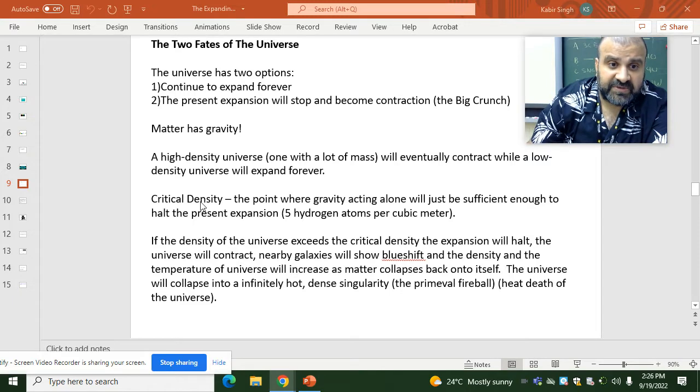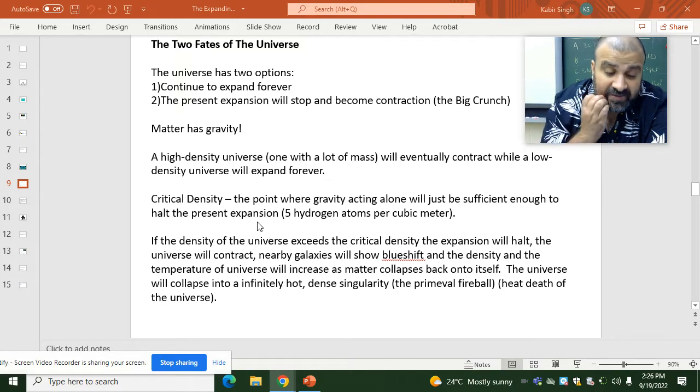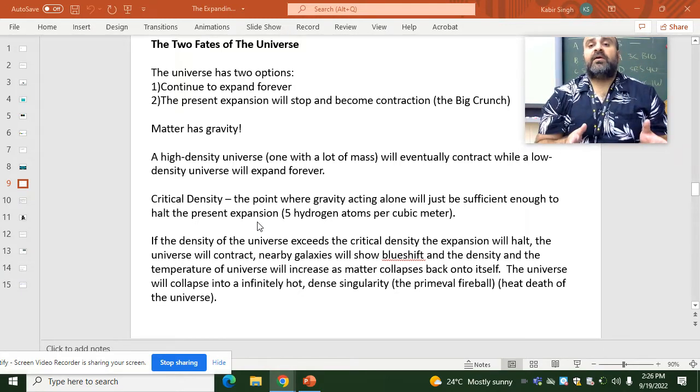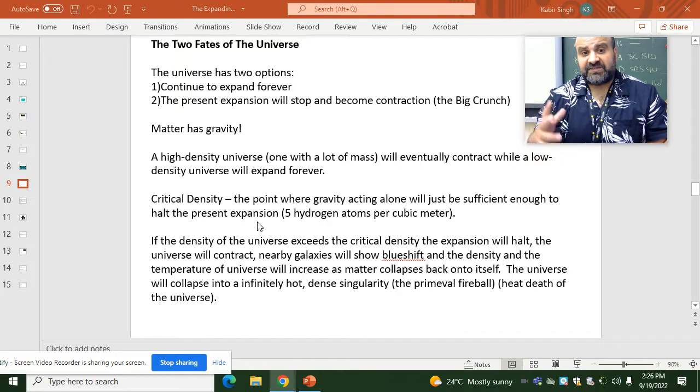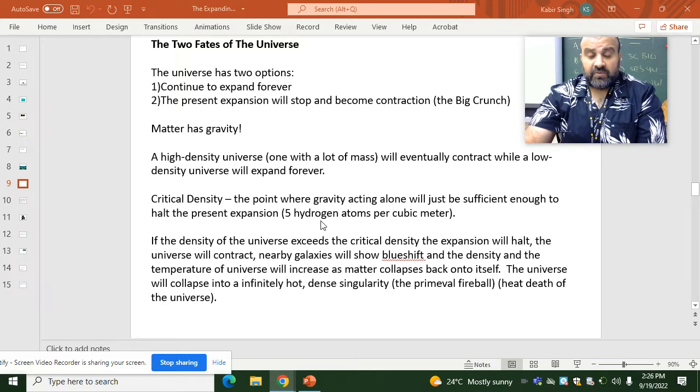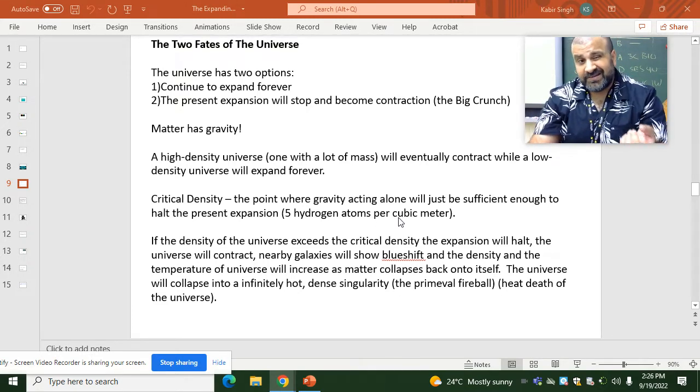Then we get the concept of critical density. The point where gravity acting alone will be just sufficient to halt the expansion of the universe. Okay. At critical density, that's the point where the universe will stop expanding. If there's this much matter in the universe, the critical density, the universe will stop expanding. So we're looking at 5 hydrogen atoms per cubic meter of space. So that's a tiny amount of matter.